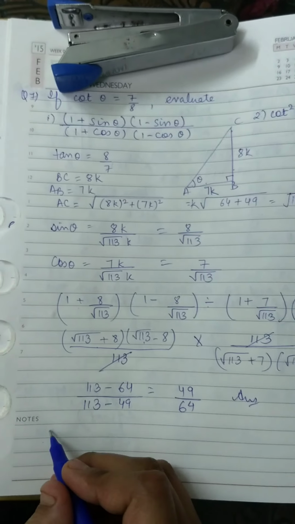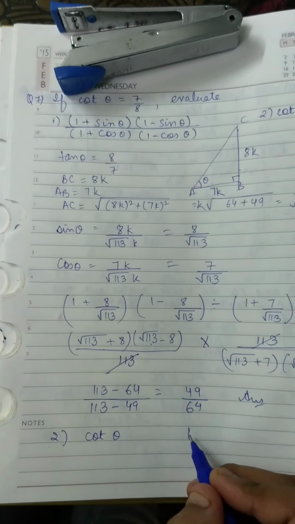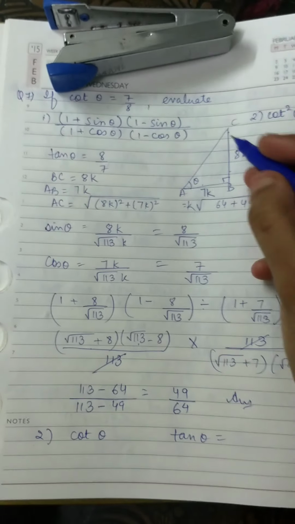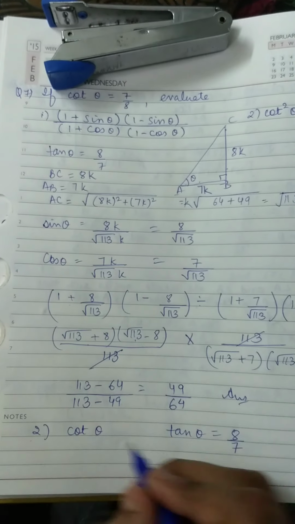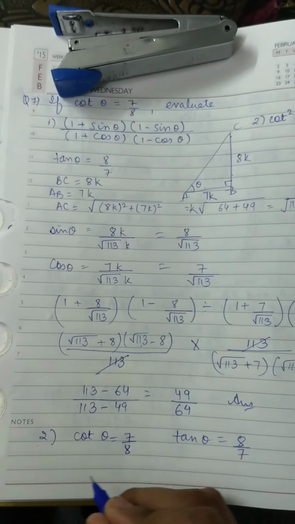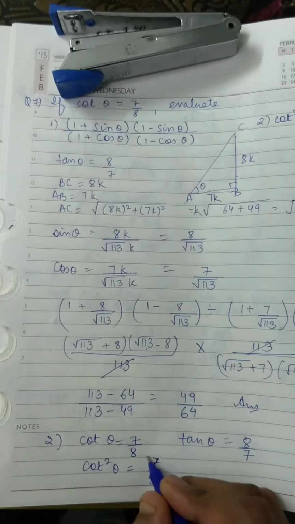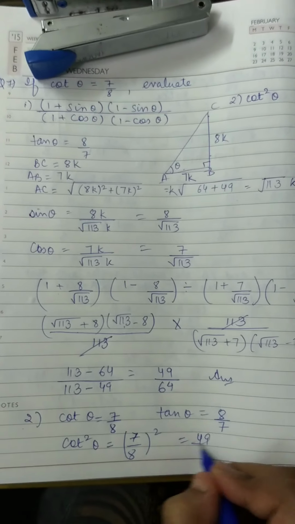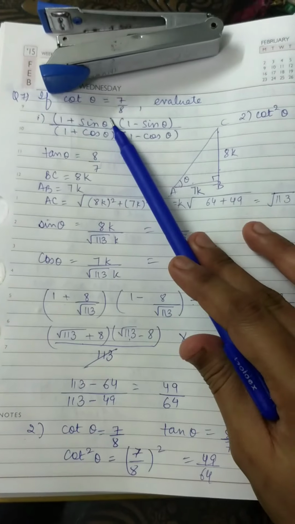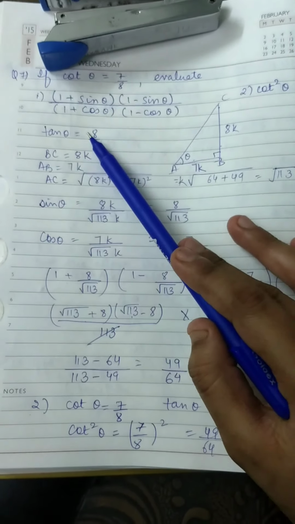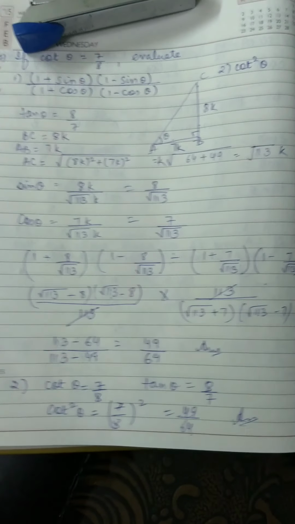Next, cot square theta. So cot theta is the reciprocal of tan theta. So first we have to find tan theta. Tan theta here will be BC upon AB, so 8 upon 7. So cot theta will be equal to 7 upon 8. So cot square theta is 7 upon 8 whole square, which is equal to 49 upon 64. Now you can observe that both the values are the same. So (1 plus sin theta)(1 minus sin theta) upon (1 plus cos theta)(1 minus cos theta) is also equal to cot square theta.